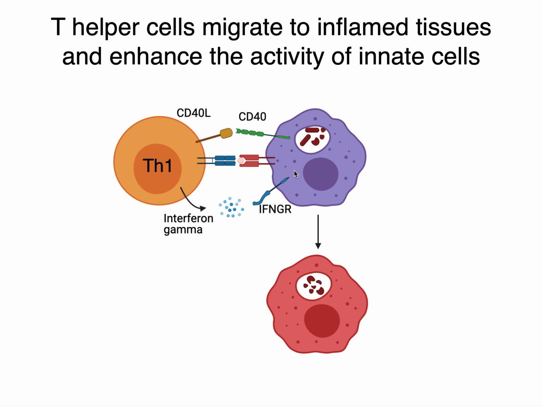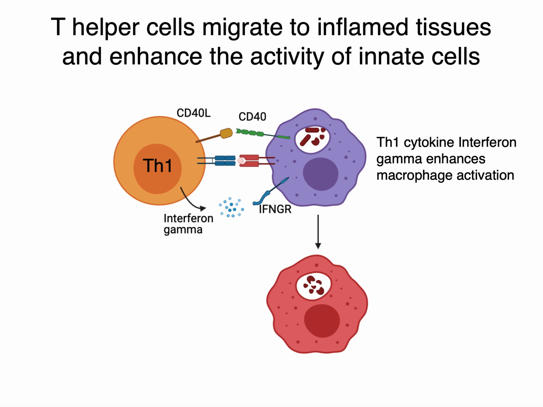You'll notice that these Th1 cells are also expressing a co-stimulatory pathway where the Th1 cells express CD40 ligand and the macrophages express CD40. When these interactions occur, this dramatically enhances the activation of this macrophage. So this Th1 cytokine, interferon gamma, enhances macrophage activation, and these activated macrophages in turn have increased antimicrobial function. They're better able to take up and kill pathogens within their phagolysosome.